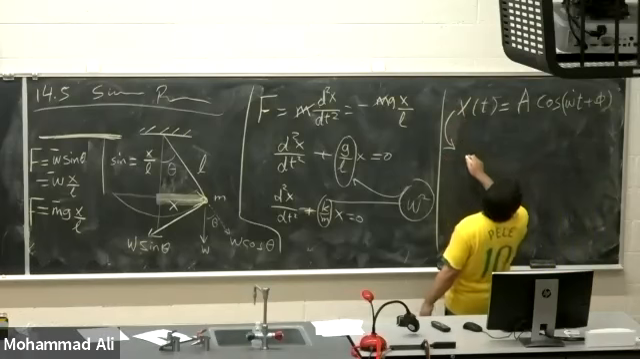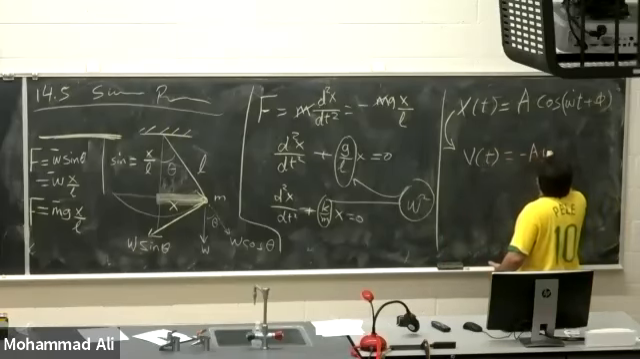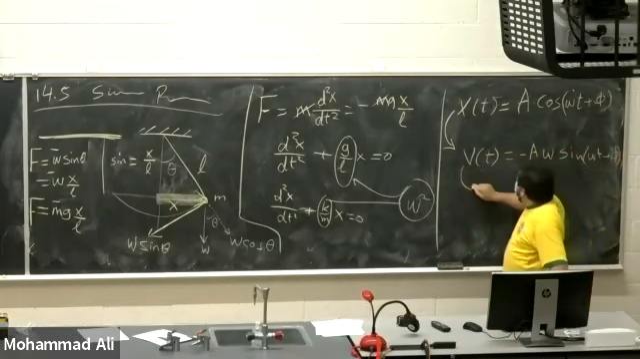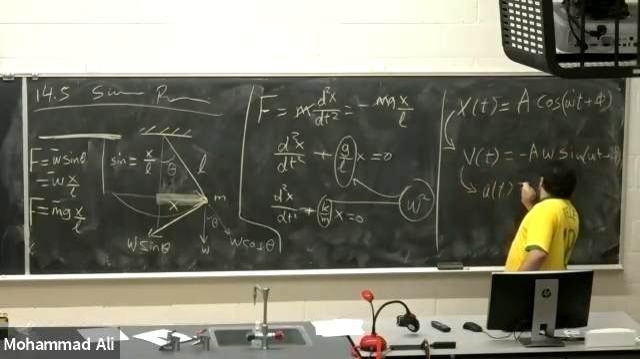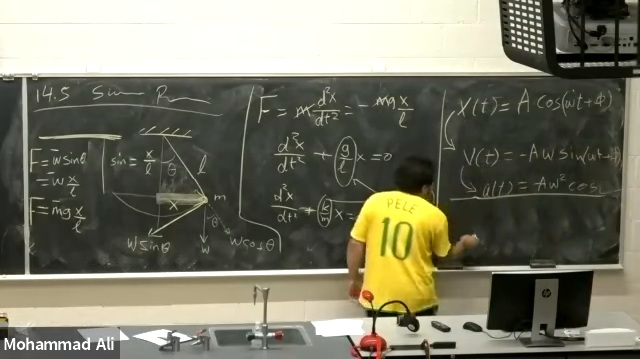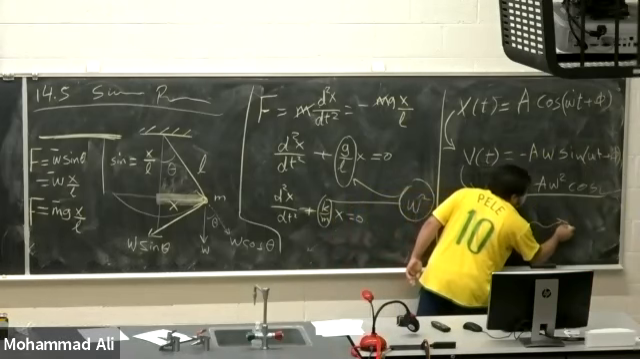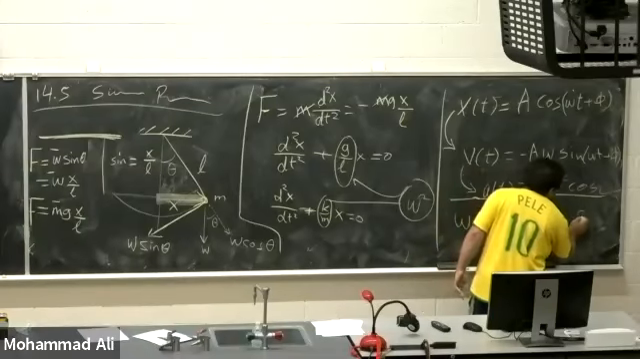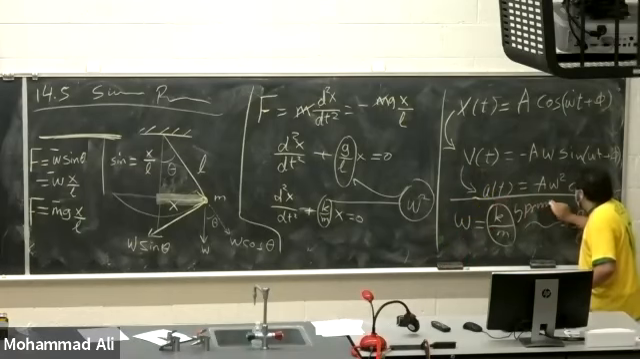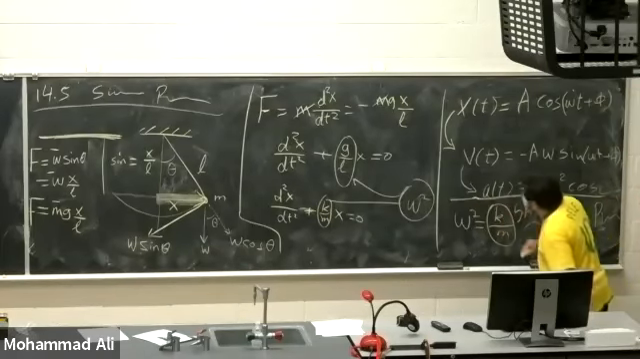What is the velocity function? It is the same: minus A omega sine omega t plus phi. Phi is sometimes equal to 0. What is the acceleration? It is minus A omega squared cosine something. Where omega squared is equal to k over m, this is for the spring, and equal to g over L, this is for the pendulum. This is omega squared, I'm sorry.